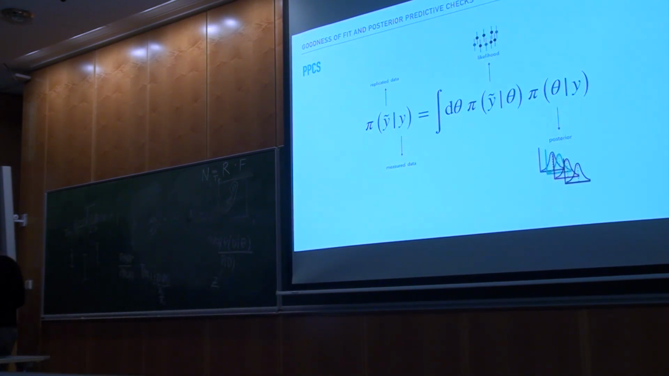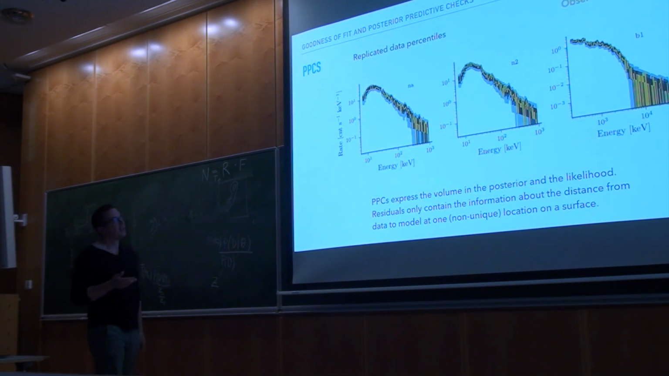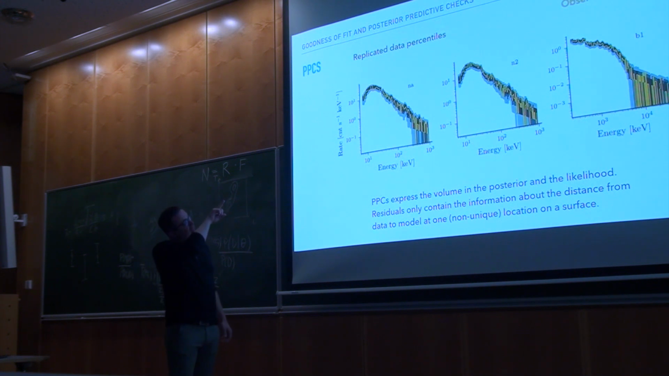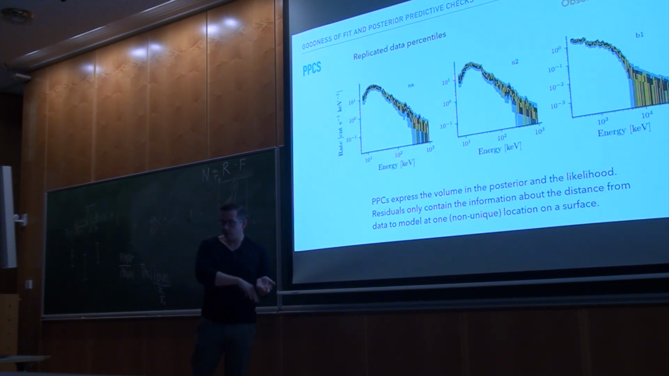For an X-ray spectrum, what does this look like? Here's an example in GBM, where yellow are the observed counts. What I've done is take the posterior where I've fitted, for example, a smoothly broken power law. I've integrated over the posterior, and I take random points in the posterior, distributed properly, and I make new data by sampling from the Poisson likelihood of the data. Does that make sense?